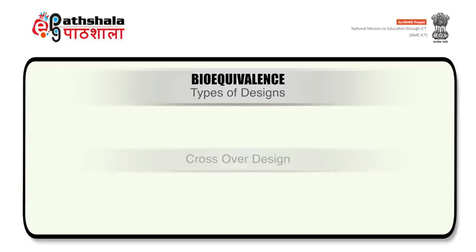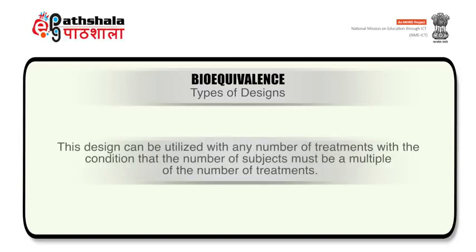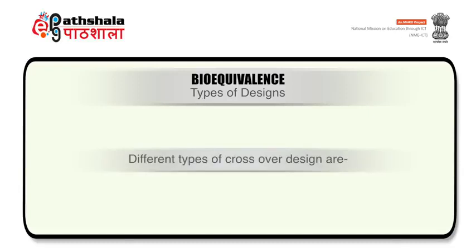Now, crossover design. The crossover design is made in such a way that each subject receives two or more different treatments on successive occasions. This design can be utilized with any number of treatments, with the condition that the number of subjects must be a multiple of the number of treatments. The different types of crossover designs are: first, Latin square crossover design.